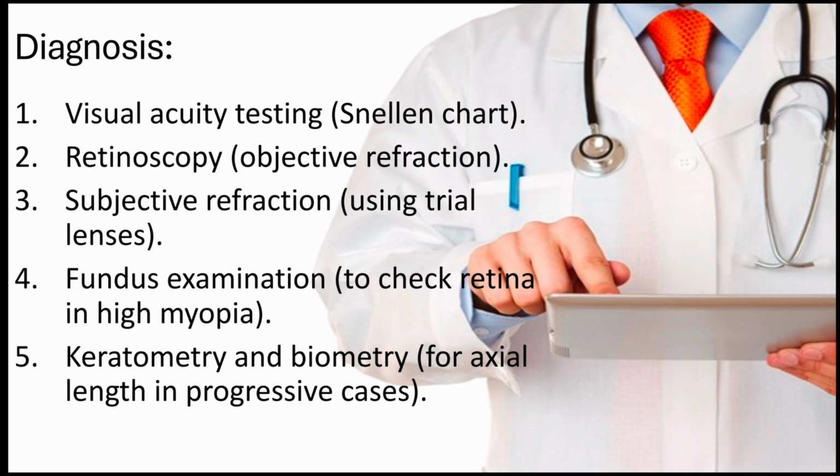Here is the diagnosis. First we have to check visual acuity with the Snellen chart, and do objective refraction, subjective refraction, and fundus examination. We have to check the retina in high myopia, then keratometry and biometry.